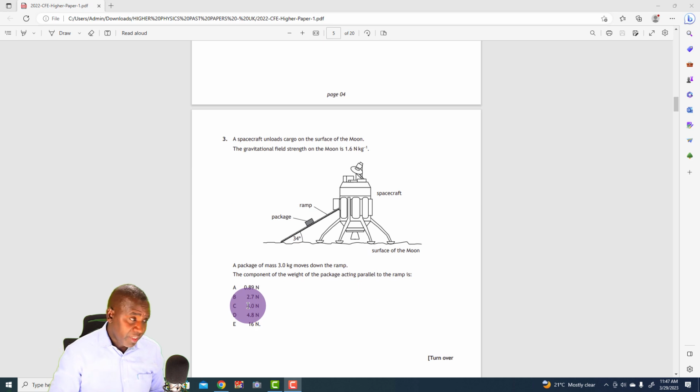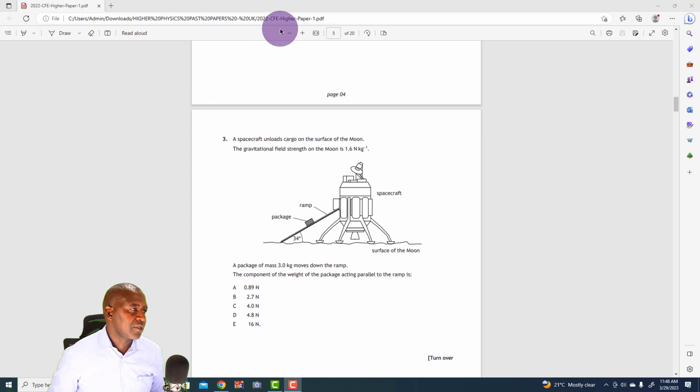Here we can do a bit of calculation. A spacecraft unloads cargo on the surface of the moon. The gravitational field strength on the moon is 1.6 newtons per kilogram. The package of mass 3 kilograms moves down the ramp. The component of the weight of the package acting parallel to the ramp is how much?